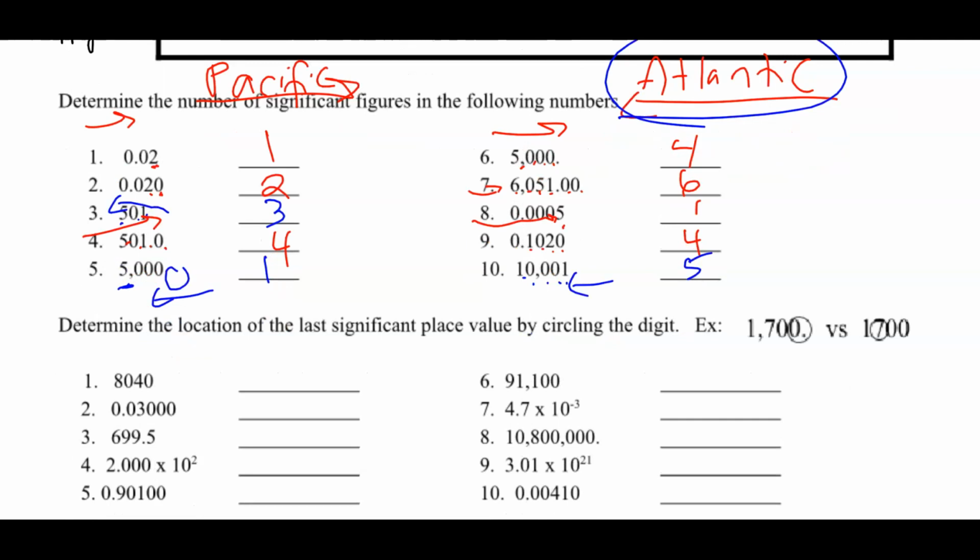Okay. Now, determine the location of the last sig fig by placing a circle on that digit. So, for example, if we have a present decimal, we're going to start counting from this way. That's our last sig fig. If we have an absent decimal, we're counting from this side. Now you're like, oh, well, that one's last. Well, okay, we're reading it backwards for sig figs.